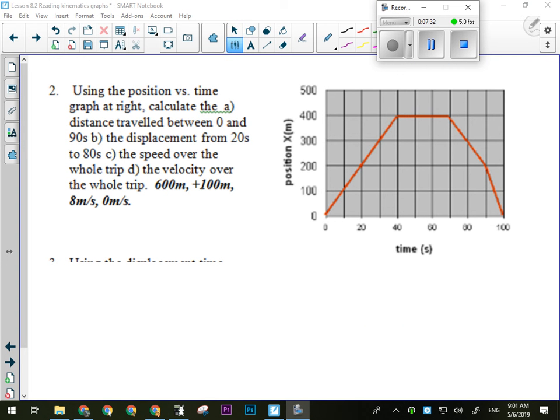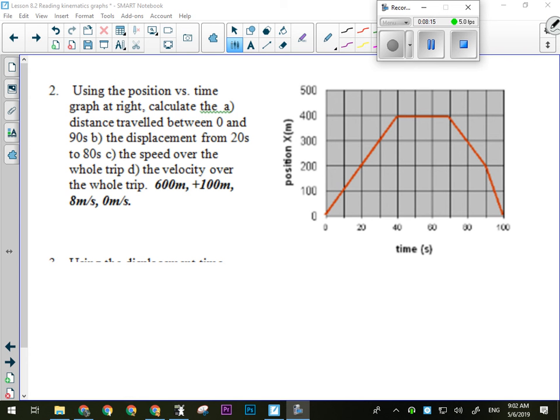So for question number 2, we again have a position versus time graph, and just for review's sake, what is the object doing between 0 and 40 seconds? It starts at a position of 0, and by the time it gets to 40 seconds, it's 400 meters from where it was before. At 40 seconds, it stops, yes. It's going to that position at a constant velocity or speed, either one. It's traveling at a constant velocity during this part.